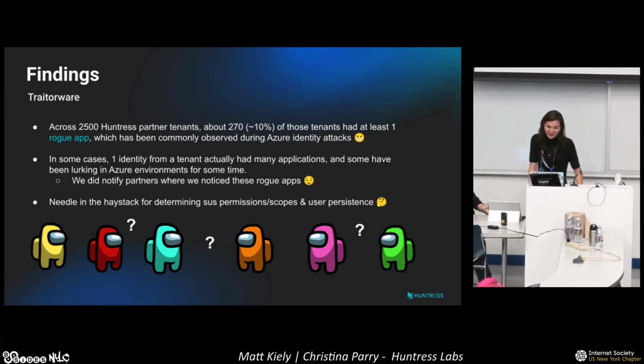Even more so, in some cases, one identity from a tenant actually had multiple applications that we considered rogue apps. And some of them have been lurking in their environments for some time. So, big yikes. Also, side note, we did notify the partners where we noticed suspicious rogue apps in their environment, so all good there. But this is very much a needle in the haystack problem crossed with finding the imposter in our rogue apps.